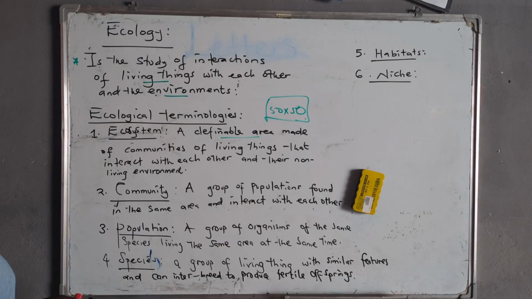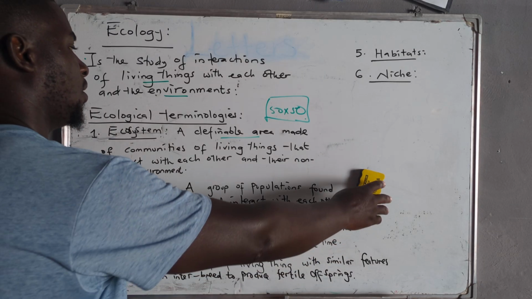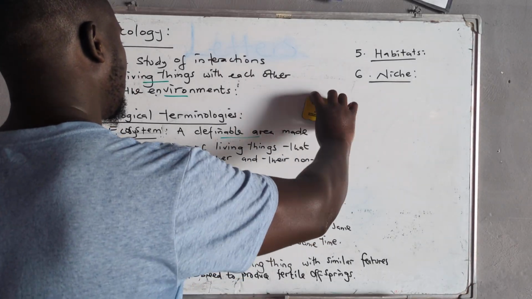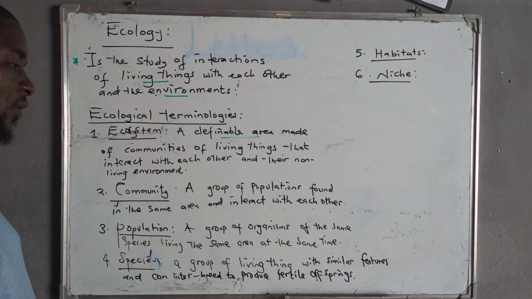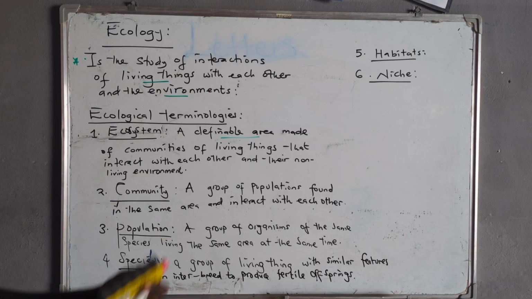The second term that we have to be familiar with is a community itself. What do we mean when we say community? Since we're saying it's a definable area made of communities, what's a community? A community is just a group of populations found in the same area, and they do interact with each other. A community is composed of basically a lot of populations. Now, what is a population?